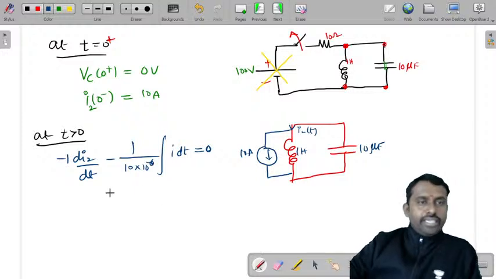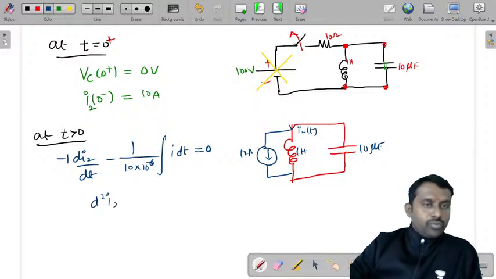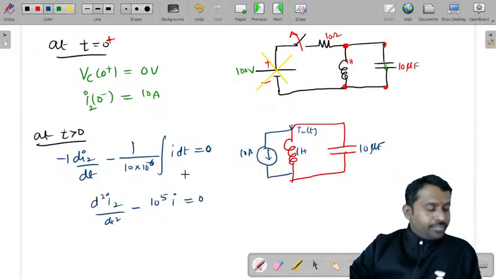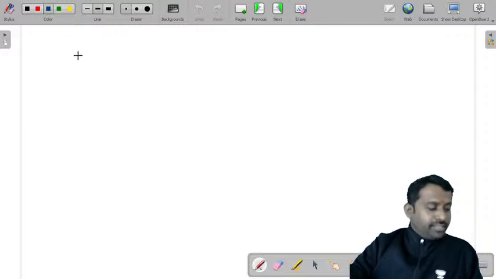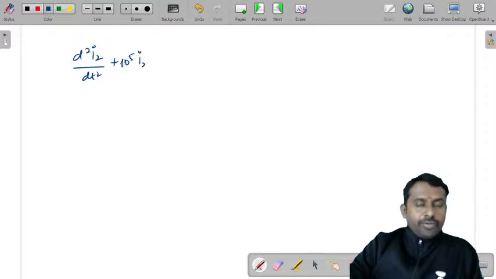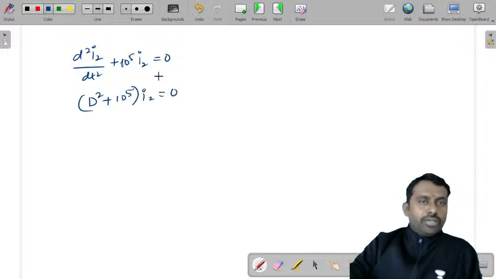So you can write, differentiating this equation, d square I2 by dt square minus 10 power 5 I is equal to 0. That is I2. You can still write this differential equation as d square I2 by dt square plus 10 power 5 into I2 is equal to 0. This is a differential equation. D square plus 10 power 5 into I2 is equal to 0.